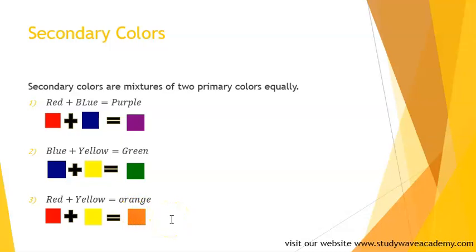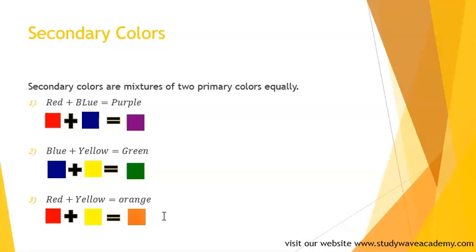When you mix red and blue together, you have purple. When you mix blue and yellow together, you have green. When you mix red and yellow together, you have orange. Okay? Did we get that?